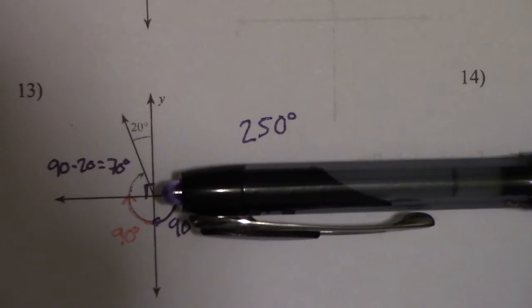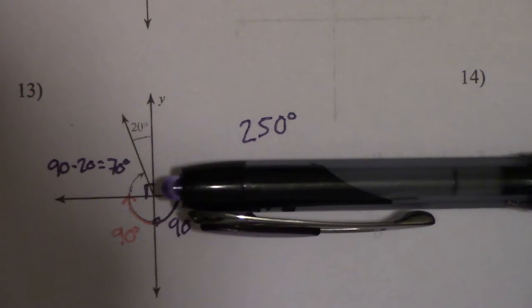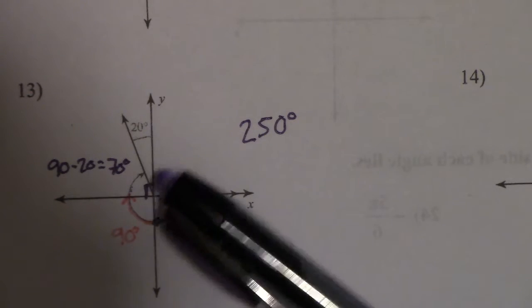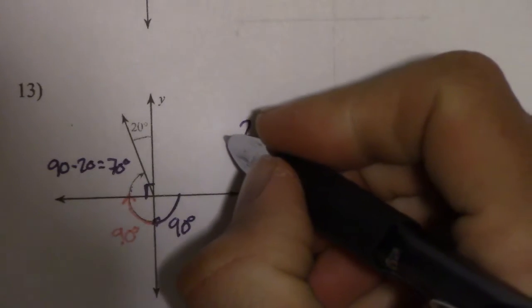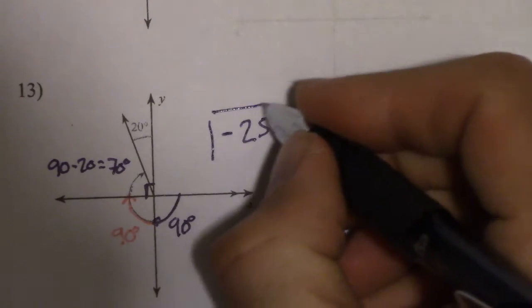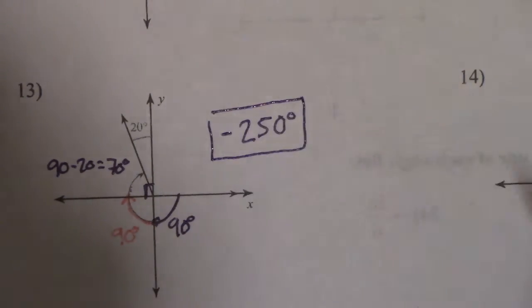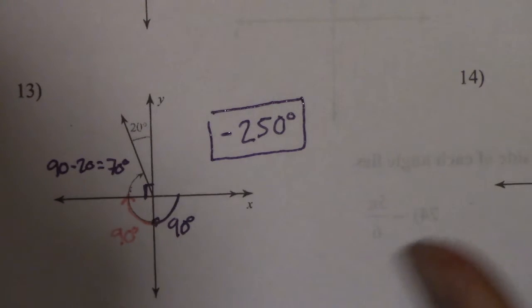But we're not done yet, because think about where we are. You start here at the x-axis, and I'm opening down. If I'm opening down, that means I have a negative angle. So don't forget that negative sign on your value.